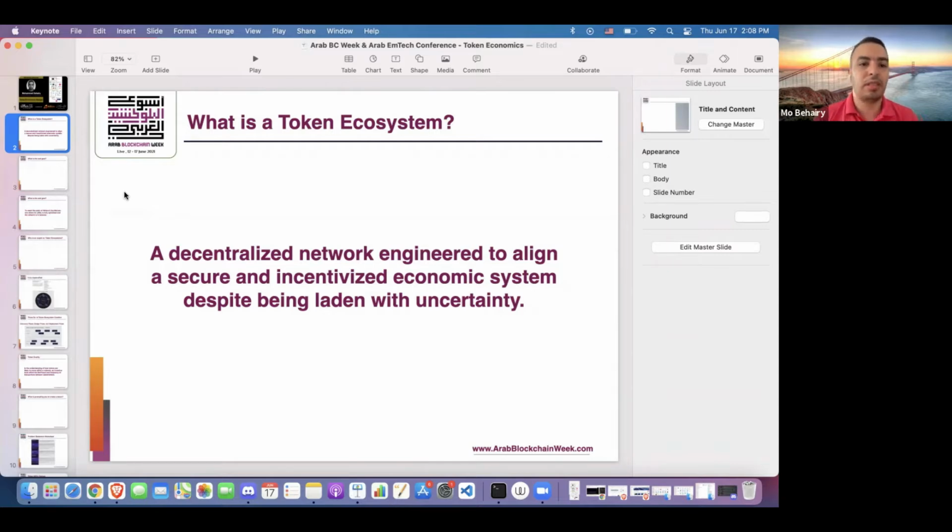A token ecosystem is a decentralized network engineered to align a secure and incentivized economic system, despite being laden with uncertainty. It's a mouthful of a definition, but there are different pieces here. First of all, it's a decentralized network, and that's a key word, decentralized. Another keyword is the word engineered. It's intentionally designed to reach a specific outcome, and that's basically to align everyone within that network and incentivize them to interact together in a secure way.